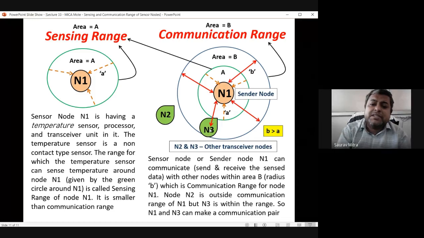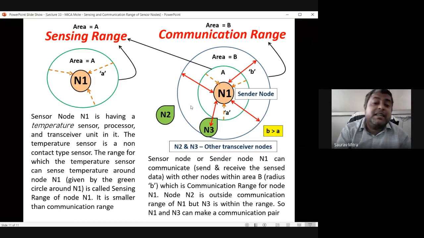Why have I given you a different notation for N3, the same node as N1? Because N3 is a receiving node, and N1 is a transmitting node. What is N1 transmitting? N1 is sensing temperature data from the radius A. That temperature data within radius A is stored in node N1. After that, node N1 transmits the sensed temperature data within radius A to a different location. So N1 is sending data to N3.